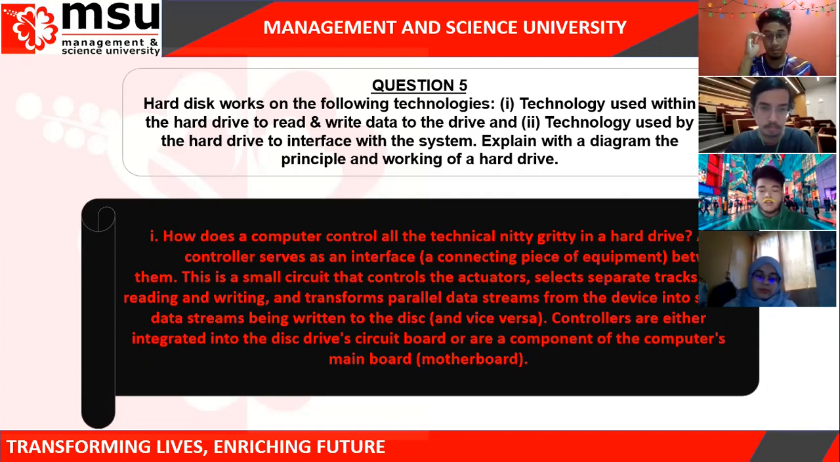Okay. How does a computer control all the technical nitty-gritty in a hard drive? A controller serves as an interface between them. It's a small circuit that controls the actuators, selects separate tracks for reading and writing, and transfers streams from the device into a serial data stream being written to the disk. Controllers are either integrated into the disk drive circuit board or are a component of the computer's main board.